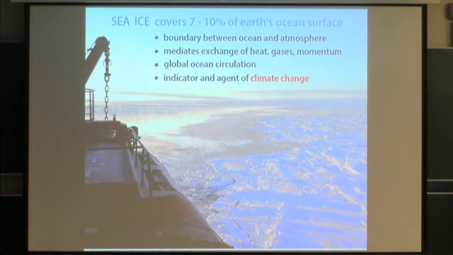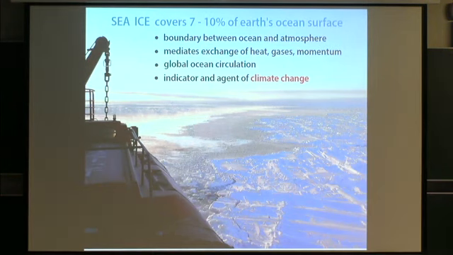In general, it covers roughly 7 to 10% of the Earth's ocean surface. It forms the boundary between the two principal geophysical fluids on the Earth, namely the ocean and the atmosphere. And as such, it mediates the exchange of heat, gases, and momentum between the ocean and the atmosphere.